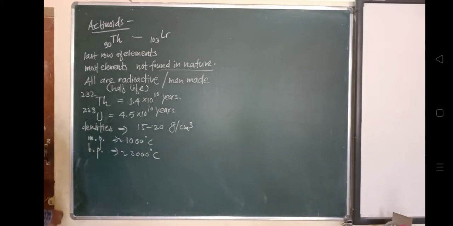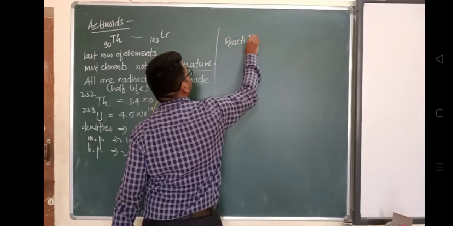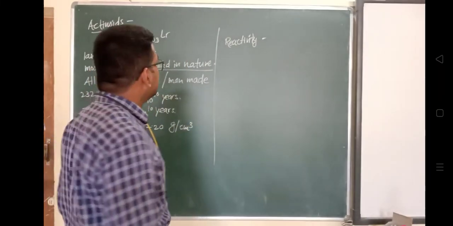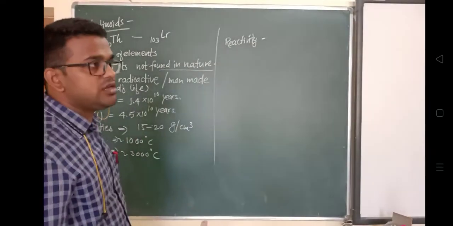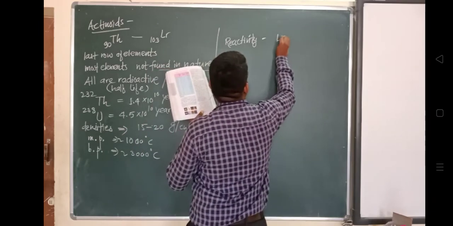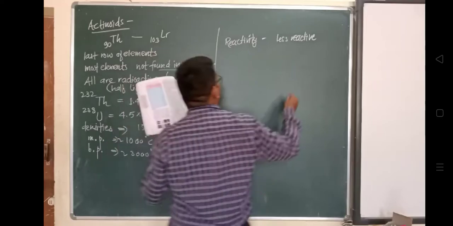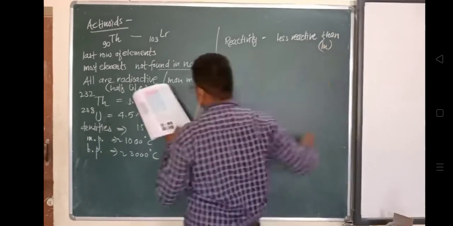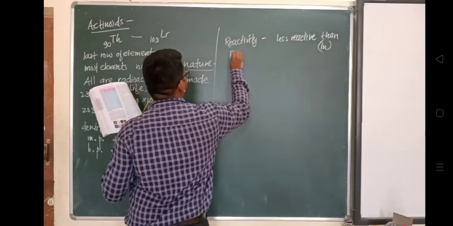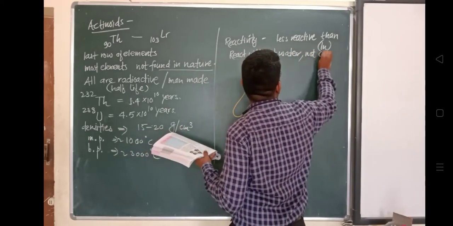Actinoids are less reactive. If we talk about reactivity, lanthanoids react with water to give hydroxide along with the liberation of gas, but that is not the case with actinoids. Actinoids are less reactive than the lanthanoids. For example, they react with hot water, but not with cold water.